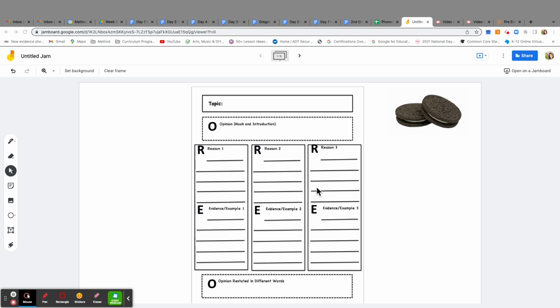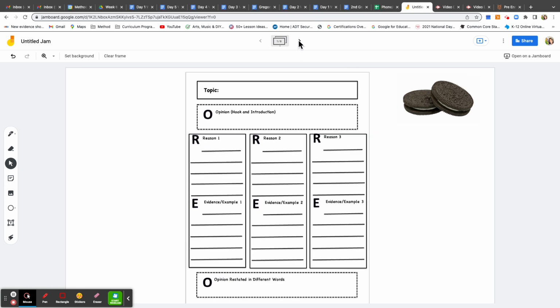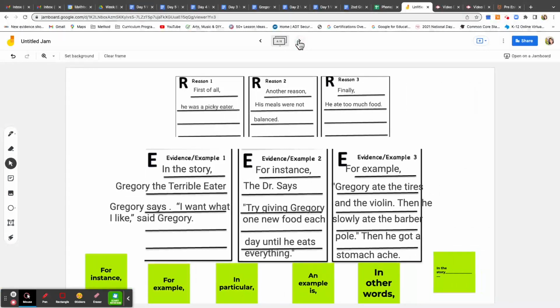When we write our evidence or our examples from the text, we want to use quotation marks. Quotation marks let the readers know that these are not your words, but someone else's words. So when we look at our 3 examples, here are my 3 reasons and then my 3 examples. Like I said, we want to use quotation marks, and quotation marks look something like this.